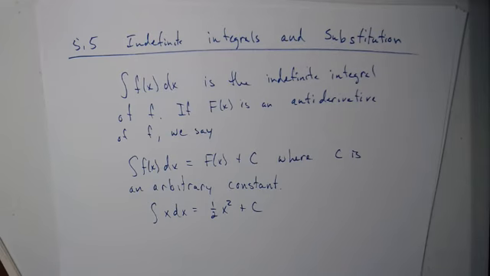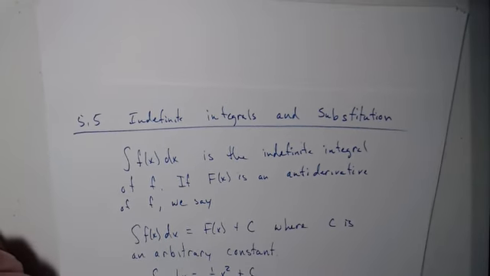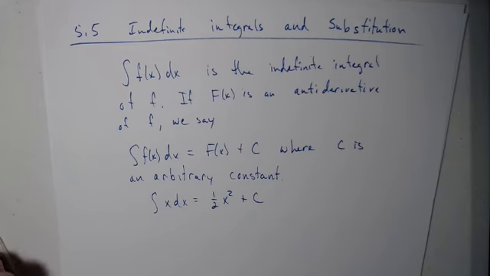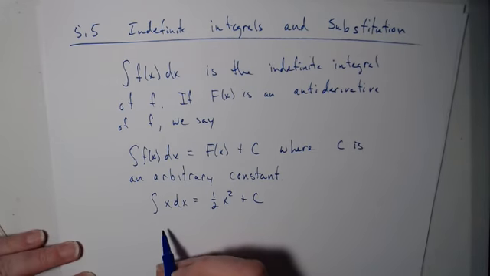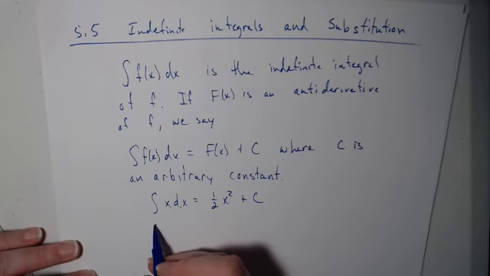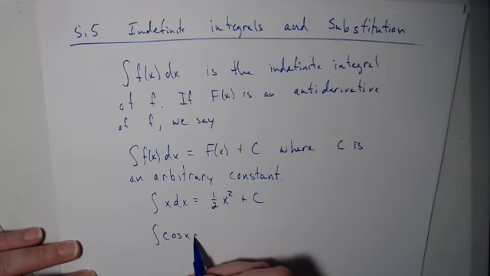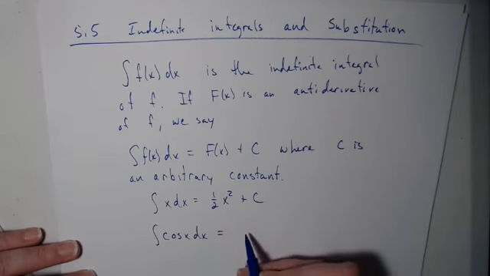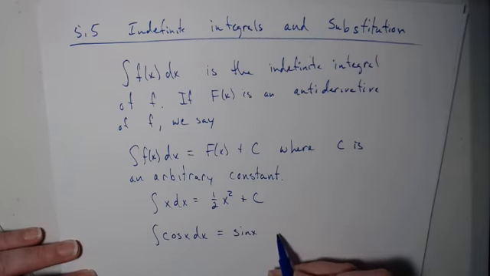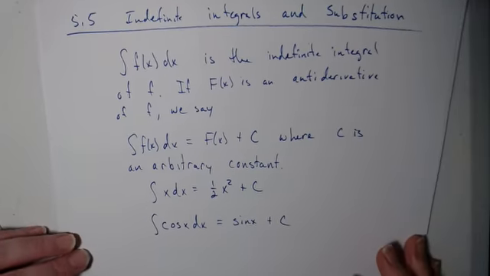The other main idea, let's start with a simple one here. I think this is the one that I ended up doing last time. What if I needed to find an antiderivative of cosine x dx? Well, we know the function that you take the derivative of to get cosine is sine x, so we just say sine x plus c.